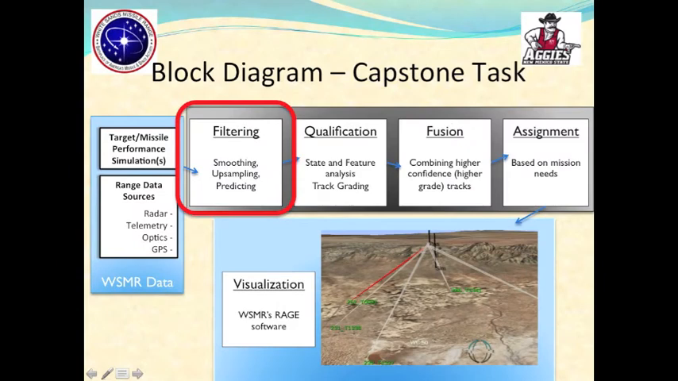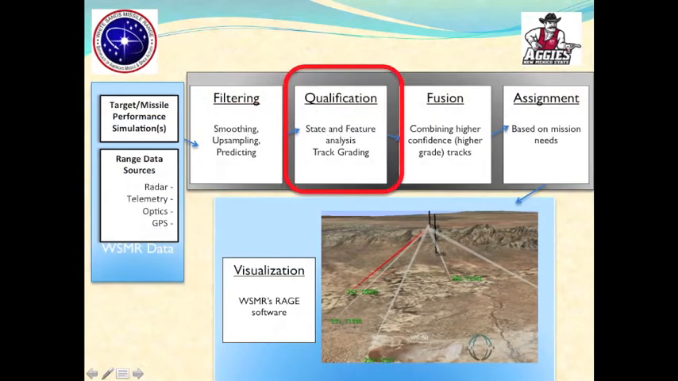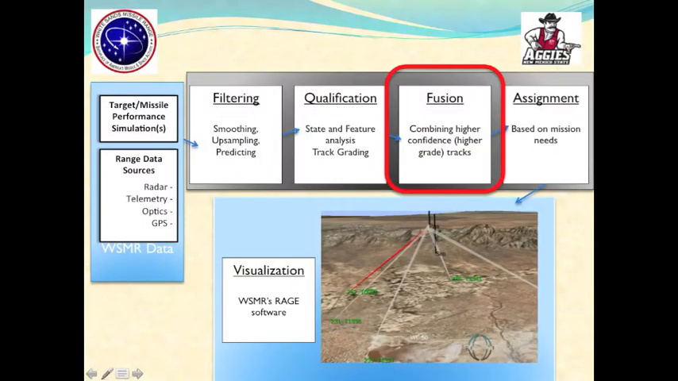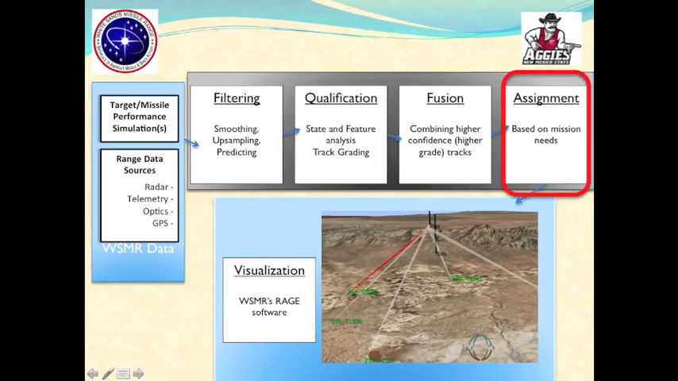In summary, my project takes in data from a variety of sources, filters it to smooth, upsample, and predict to remove latency. It then qualifies the sensors based on logic about the state estimates to determine what is in the air. It takes confidence grades and fuses the higher accuracy tracks in order to have an even better output. It assigns sensors to distribute coverage in order to appropriately watch all the targets of interest in the sky.